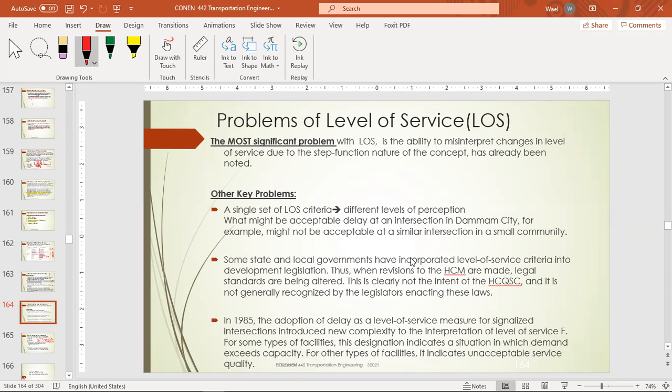For example, here, what might be acceptable delay at an intersection in a big city, for example, might not be acceptable at a similar intersection in a small community. You see my point? Some state and local governments have this, which is not applying for us, but that's basically what applies for us. Okay.